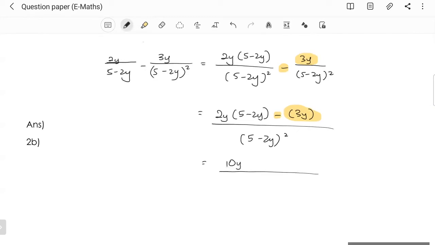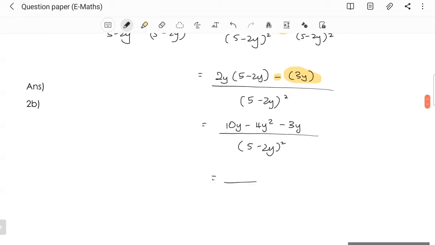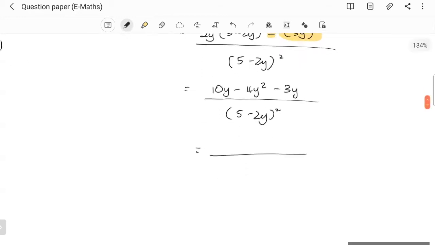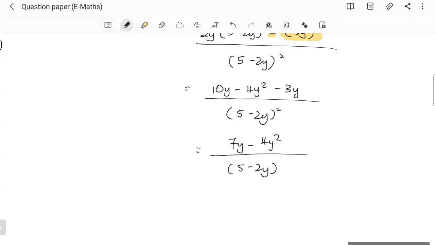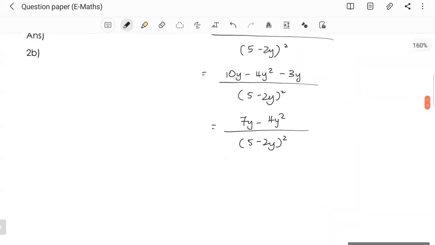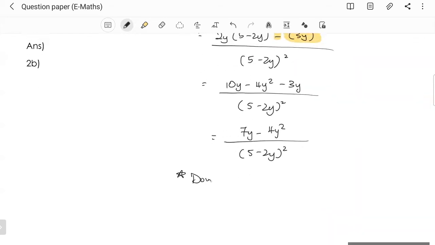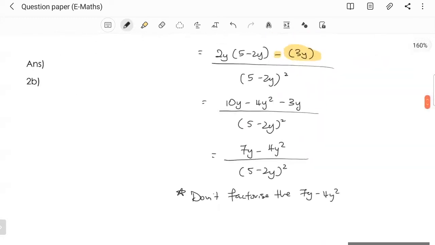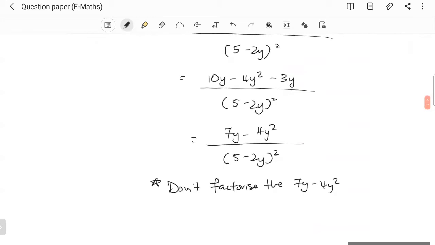So what I'll have is 10y minus 4y squared minus 3y over 5 minus 2y squared, and then we just simplify. Because we still have like terms here, 10y and 3y, so we just subtract them. So we have 7y minus 4y squared over 5 minus 2y squared. We don't have to expand the denominator, it's not necessary. One thing I want you to take note of is do not factorize back the 7y minus 4y squared. Not needed. There's no point in factorizing back unless we can have simplification with the denominator.